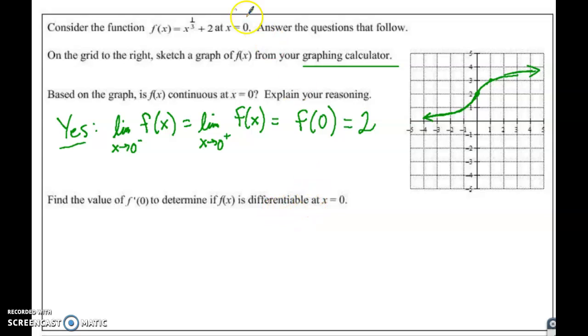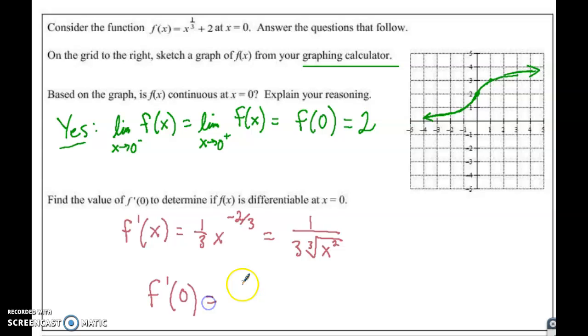But if we talk about the differentiability at x equals 0, let's just do it analytically. Let's find f prime of x, which is 1/3 x to the negative 2/3 power, which, as a reminder, is 1/3 over the cube root of x squared. So what's f prime of 0? Well, what we're looking at there is 1/3 over 0, which I think you would all agree is undefined. So what we have now is a case where a function is continuous but not differentiable.